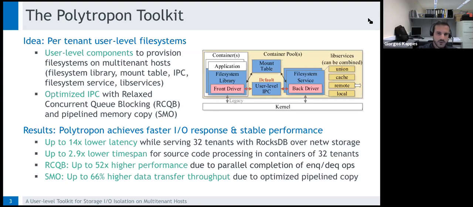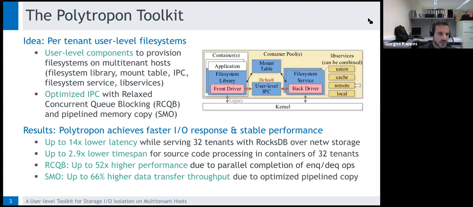Polytropon routes the I/O requests to the file system services through a dual interface. The default path of the dual interface passes both the control and data operations at user level, where the legacy path passes both through the kernel. The user-level IPC component is highly optimized to support efficient communication between applications and the file system service.